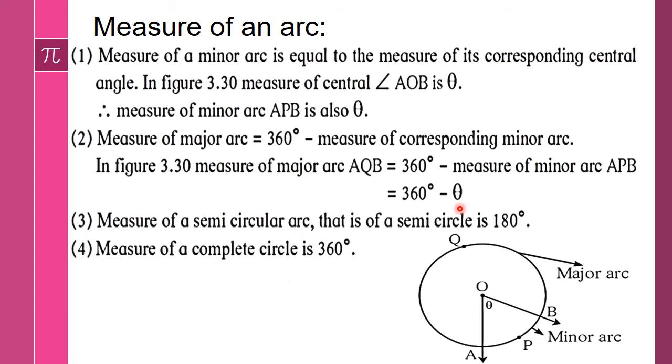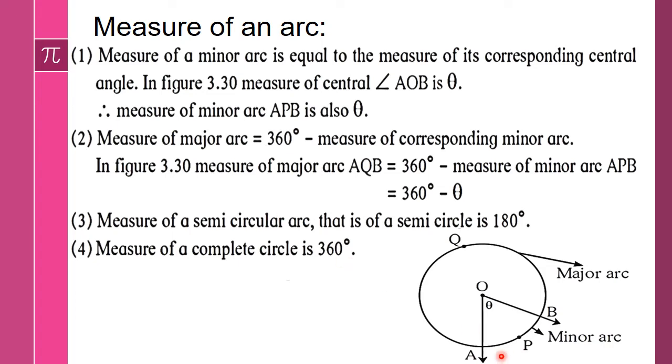Next, the measure of a semicircular arc, that is of a semicircle, is 180 degrees. Semicircle means if you draw a diameter of the circle, it divides the circle into two equal parts, and they are called a semicircle or half circle. So a half circle's measure is the same as 180 degrees. Next, the measure of a complete circle is 360 degrees. So these are the facts that we should know.